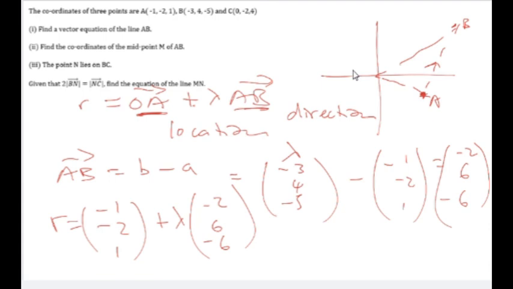Now, moving on to the second part, where we are required to find the coordinates of the midpoint M of AB. So, still, that's A, that's B, and suppose that's the midpoint there. Now we can use the vector equation that we got from the previous part to find the coordinates of M. Our lambda in this case is going to be half.